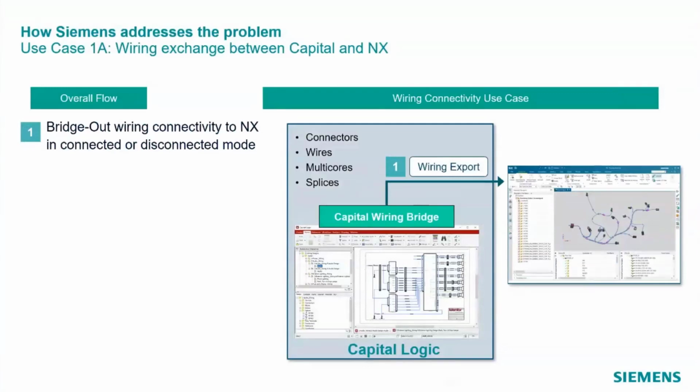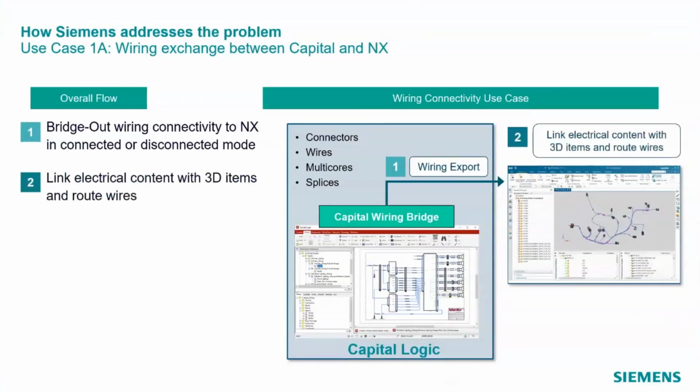This layout includes key components such as wires, connectors, multicores, and splices. The designer then exports this wiring data to the mechanical engineer. The mechanical engineer imports this data and NX automatically links the electrical data to the 3D objects. Then we can route the wiring through the platform, enabling bundle diameter calculations to take place. When ready, a file containing these incremental changes is exported for review by the ECAD designer.